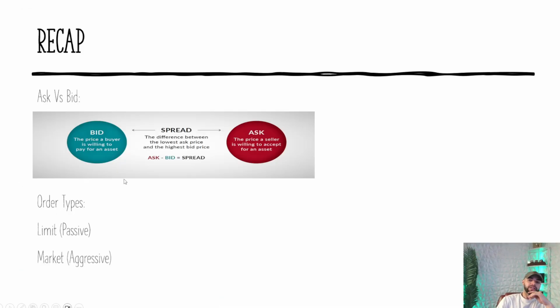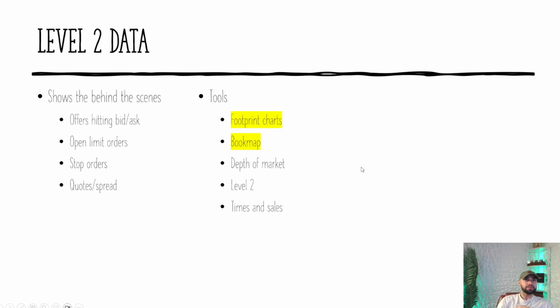So to quickly recap before we get into a little bit more of the level 2 data, right? We have the bid price and the ask price. We talked about that, right? We have the order types: limit, passive, market, aggressive. Remember that.